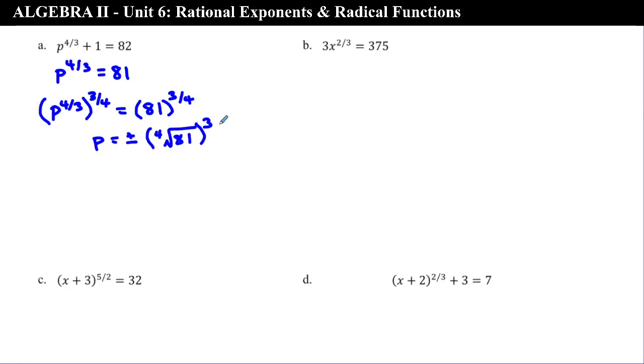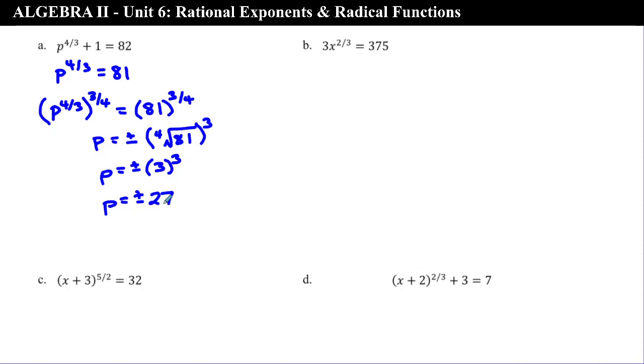The 4th root of 81 is 3. You can use your calculator to find that. And then 3 to the 3rd power gives us 27. So p is plus or minus 27. And that's it. We solved for p.